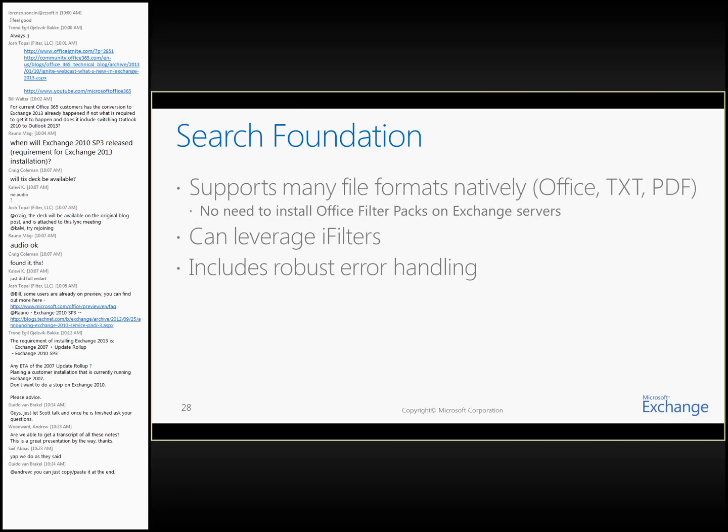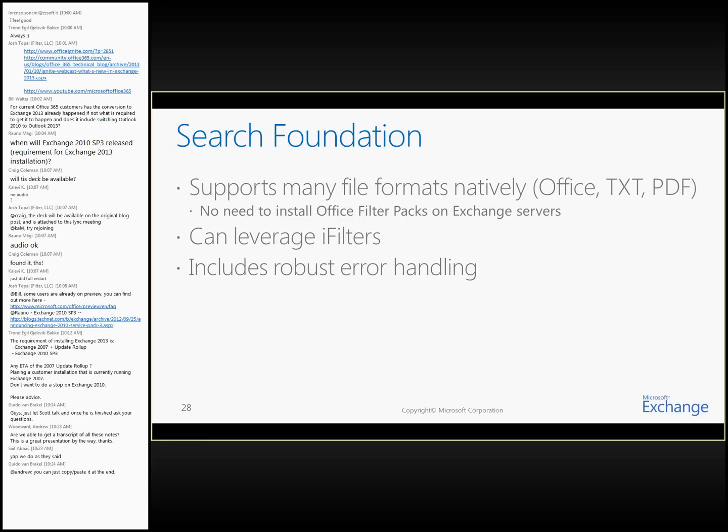Now, in previous versions of Exchange, separate Office filter packs needed to be installed on the Exchange servers for content indexing to be able to index Office attachments. Because Search Foundation supports these file types natively, as well as text files and PDF files, you no longer need to separately download and install the Office filter packs. As a side note, there is some Exchange documentation that does state they're needed, but we're revising that content and we'll be updating it shortly.